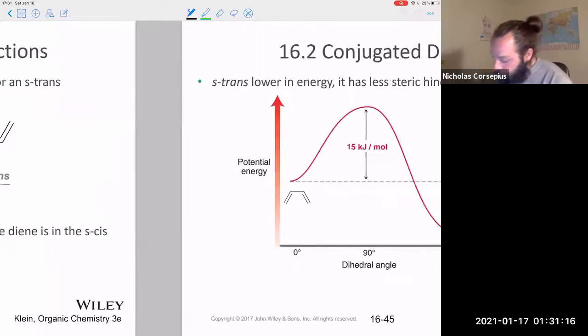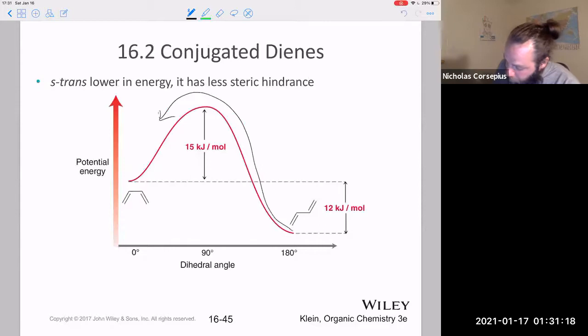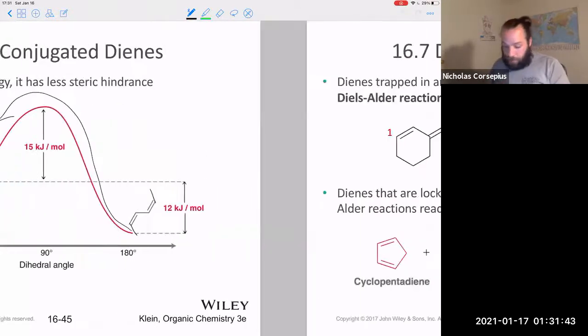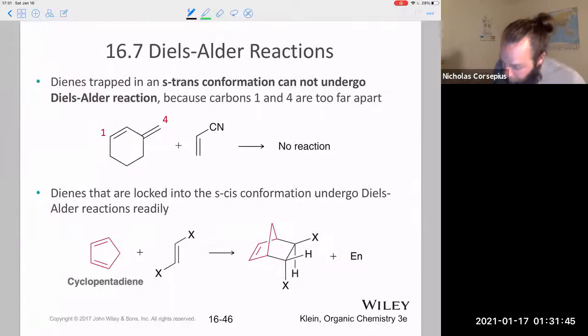Remember we talked about this, there has to be an energy barrier that's overcome in order for the S-cis conformation to be adopted. And if you have a big bulky group, so for example, if we started out with something like this, that means that these two methyl groups would be right next to each other. That's not going to be a good substrate for a Diels Alder reaction because it won't be able to readily adopt that S-cis conformation.